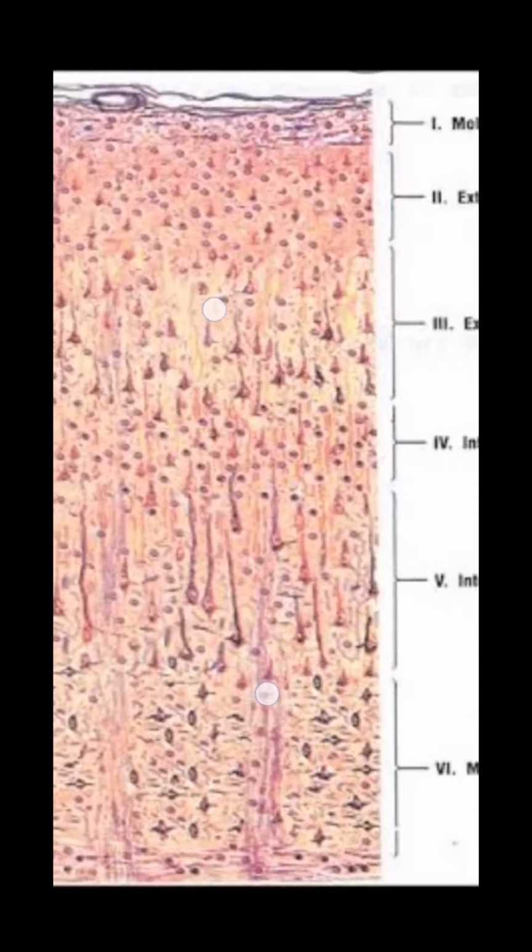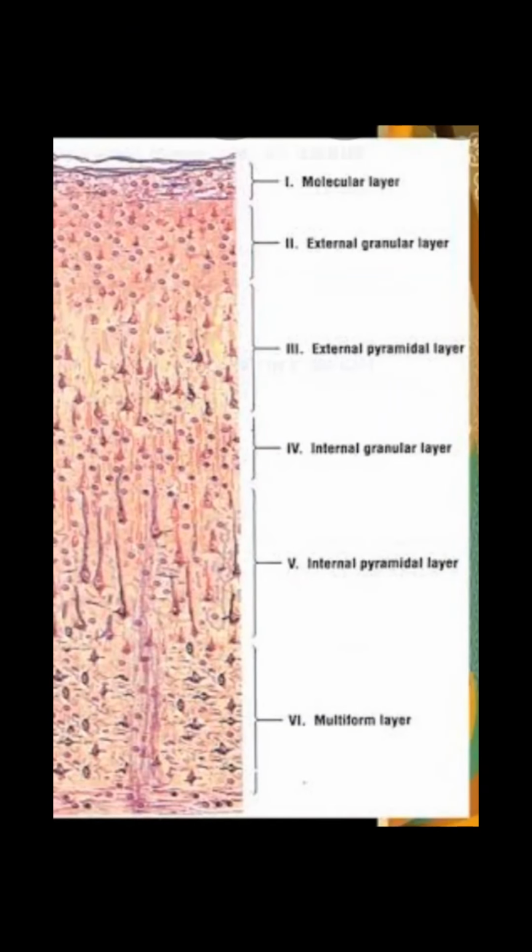So, the cerebral cortex consists of 6 layers: molecular layer, external granular layer, external pyramidal layer, internal granular layer, internal pyramidal layer and multiform layer. And the gray matter, the cerebral cortex, consists of granule cells, horizontal cells, Martinotti cells, fusiform cells and pyramidal cells. So, 5 kinds of cells are present in these 6 layers. These are the histological features.